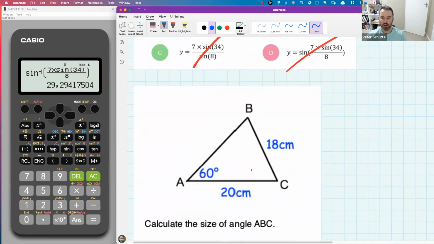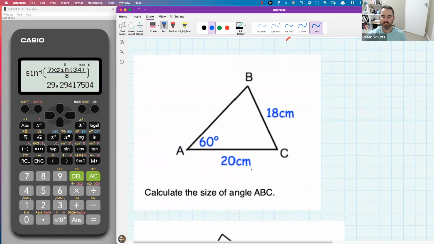Okay, I think we are ready to fly solo. So find me the size of angle ABC. And ABC is literally just this one over here. So over to you guys, find me angle ABC.